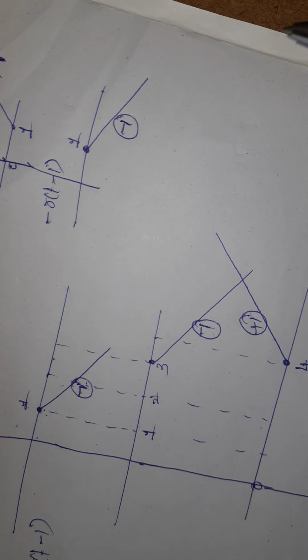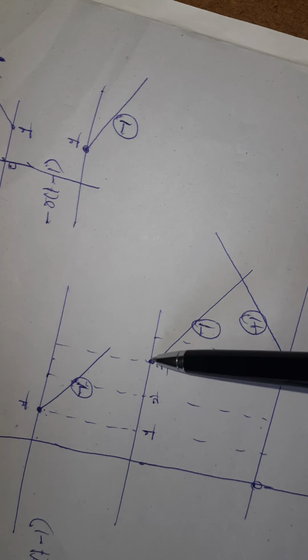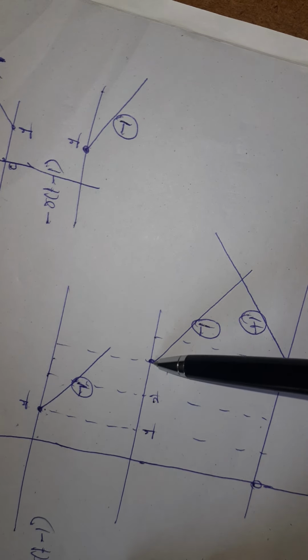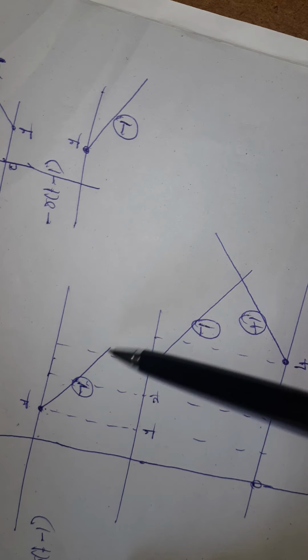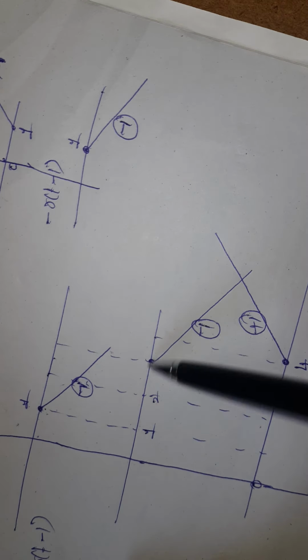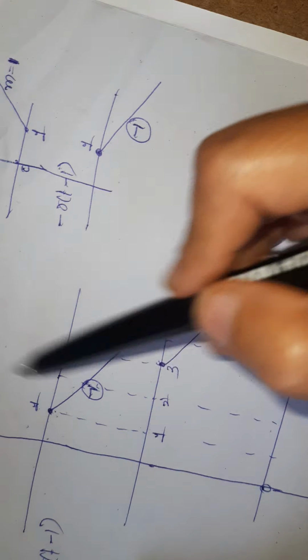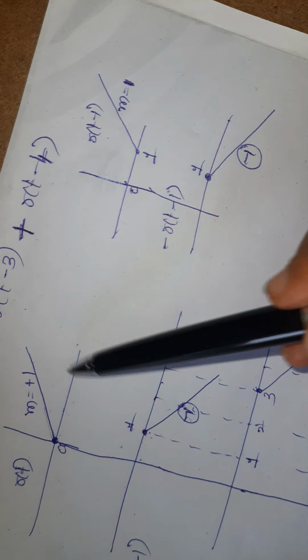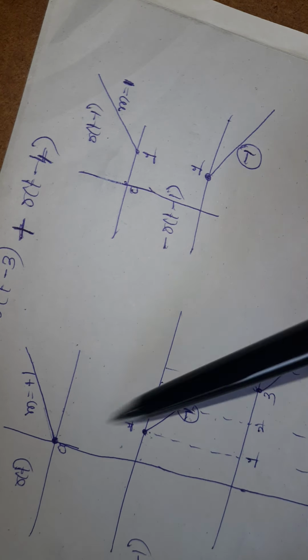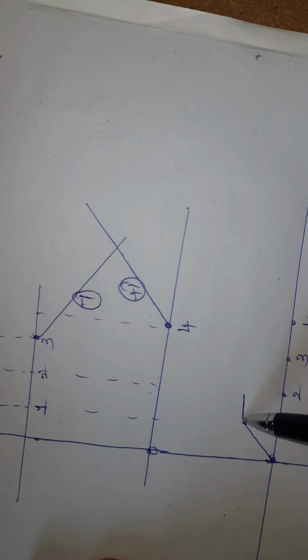Next, what about 2 to 3? In between 1 to 3, there is no other signal, only these two are existing. So rising slope and falling slope. In between 1 to 3, the slope is constant.